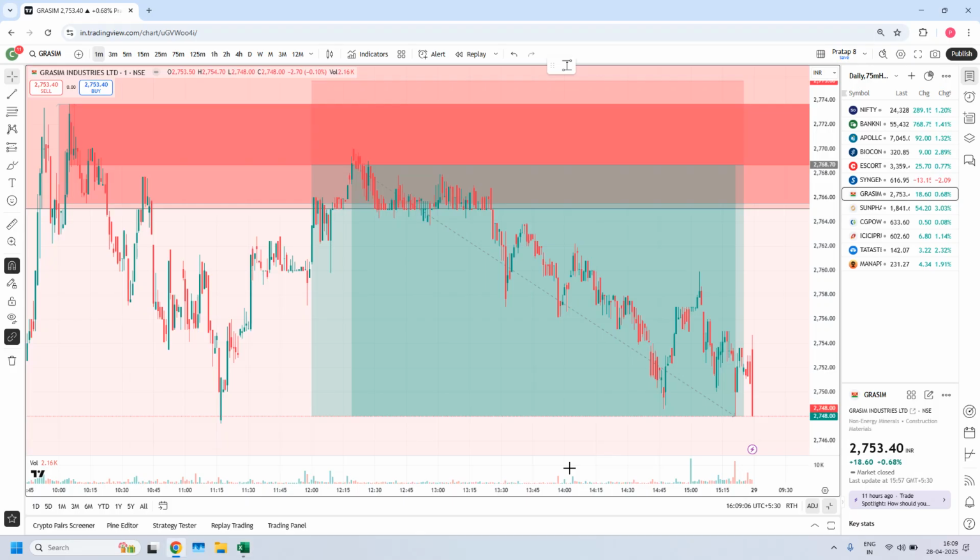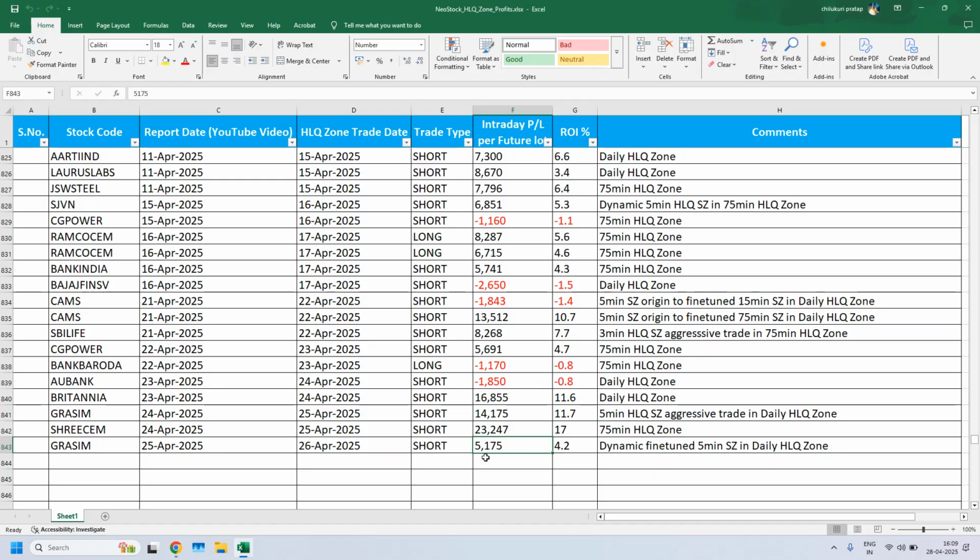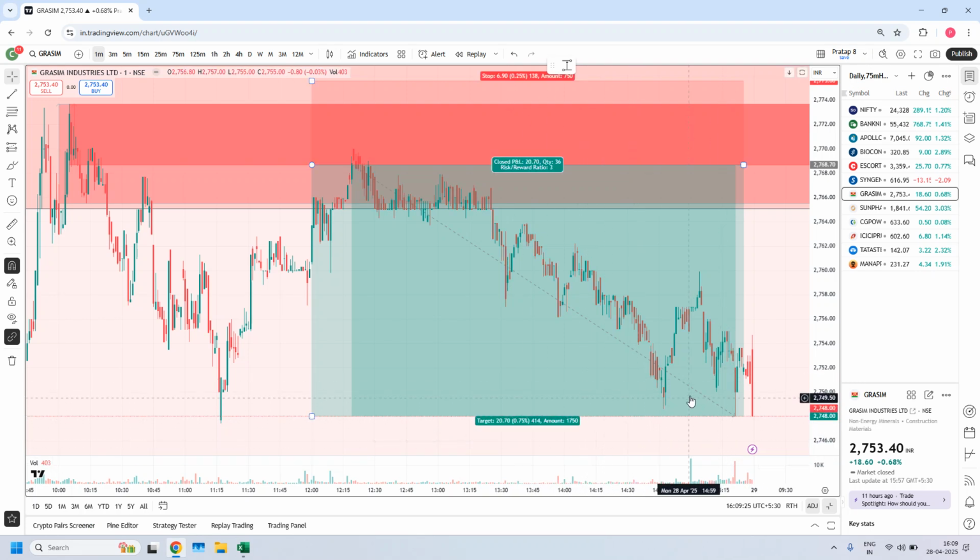Because we always calculate the margins based on one futures margin cost and one lot size. For one futures lot, this is the profit: 5,175. You got the trade at 12:20 in the afternoon, and in the last closing hours of the market, a few minutes before market closing, it reached the target.